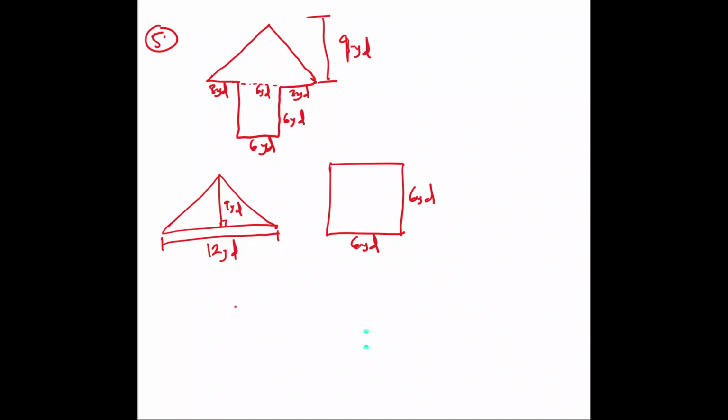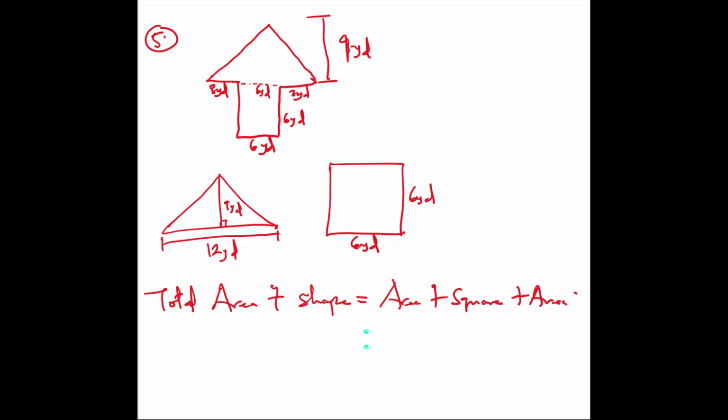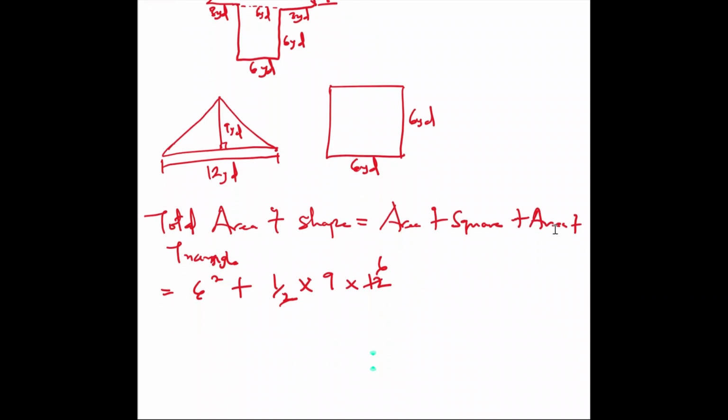The base from here to here is 6 yards. Okay, so the total area of the shape is equal to the area of the square plus the area of the triangle. So that will be equal to 6 squared plus 1/2 times 9 times 12.